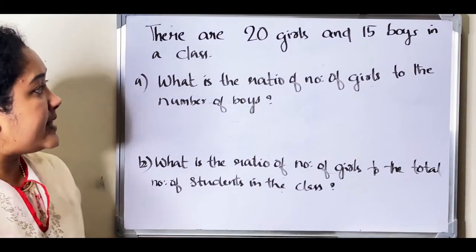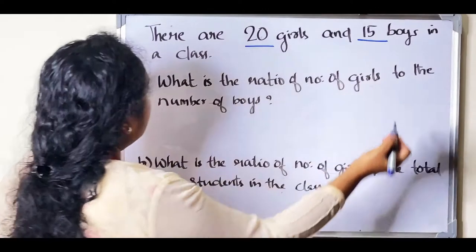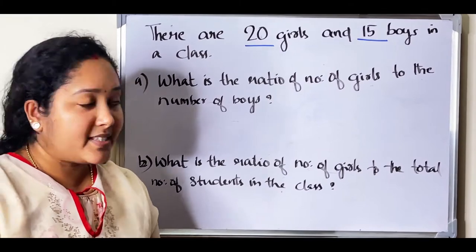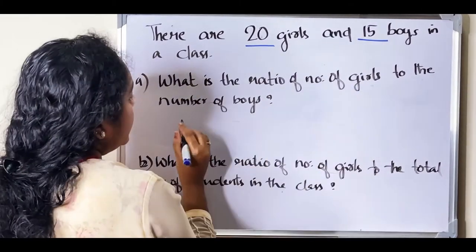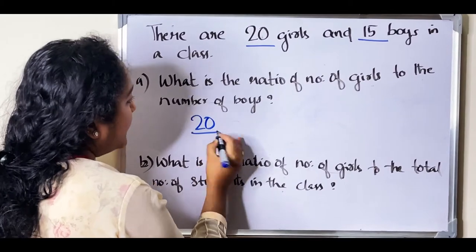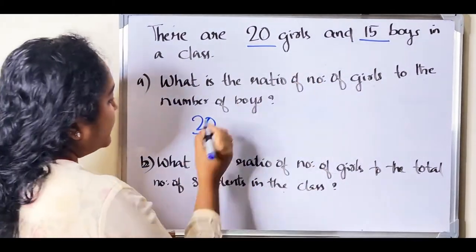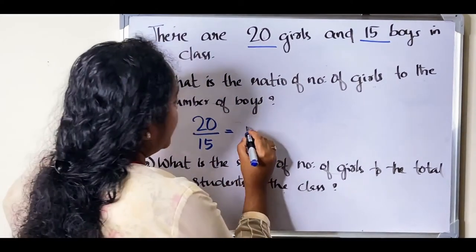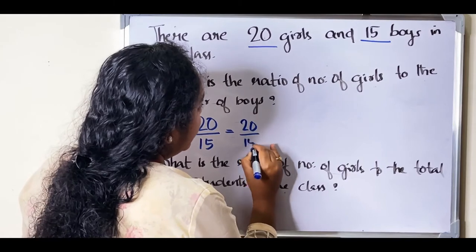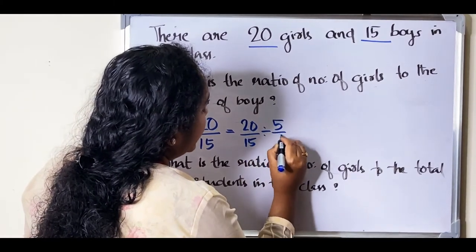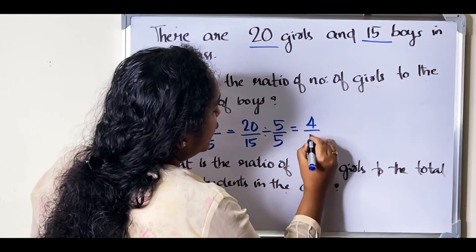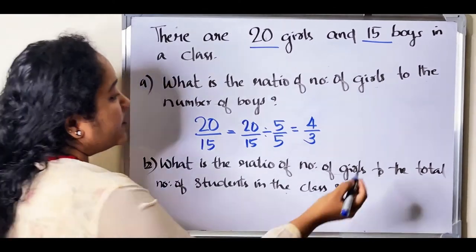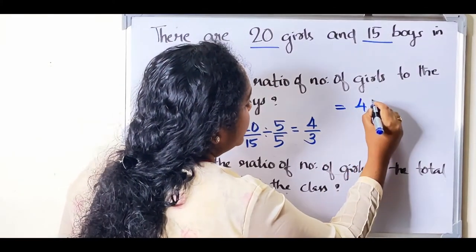There are 20 girls and 15 boys in a class. What is the ratio of number of girls to the number of boys? Number of girls is 20, number of boys is 15. So first we find the simplest form. 20 by 15, both divided by 5. So we get 4 by 3. The ratio of number of girls to the number of boys is equal to 4 to 3.